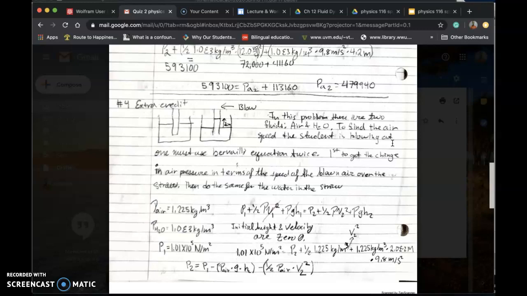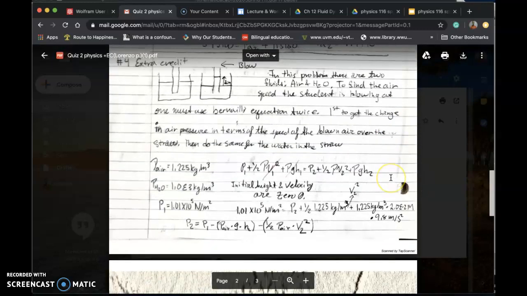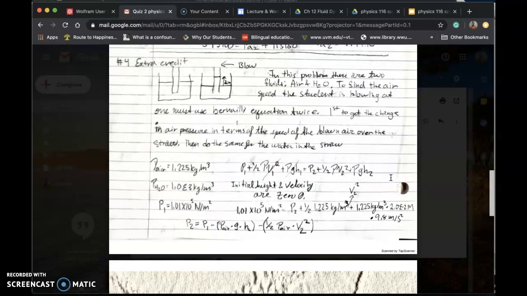equals pressure 2 plus 1/2 of 1.225 kilograms per meter cubed times velocity 2 squared plus 1.225 kilograms per meter cubed times 2.0 E minus 2 meters times 9.8 meters per second squared. It should be noted that centimeters have been converted to meters. And from there, we see that the second pressure is equal to the first pressure minus each part on the right hand of the equation.